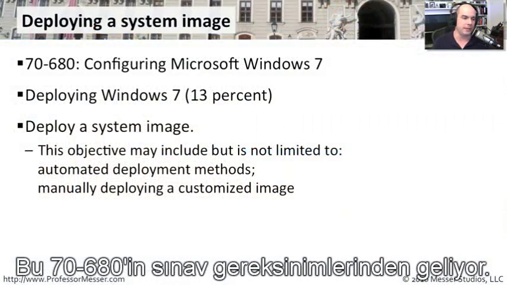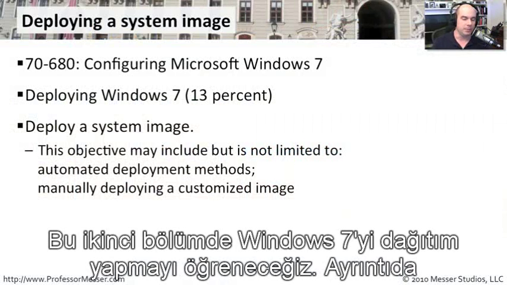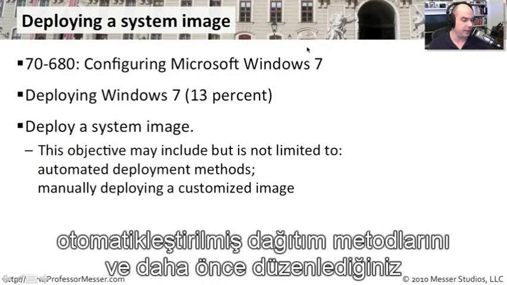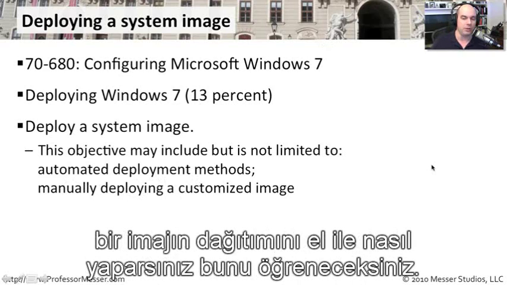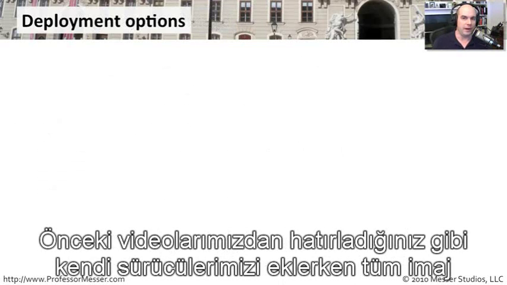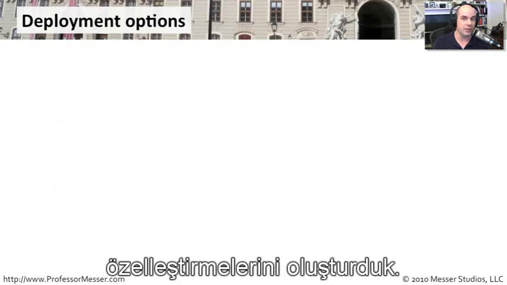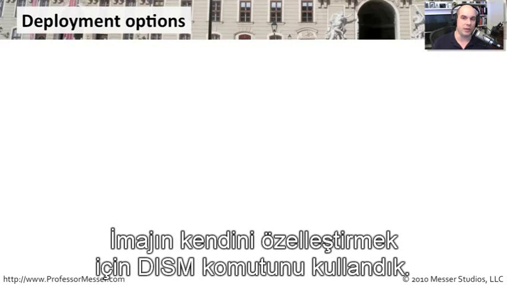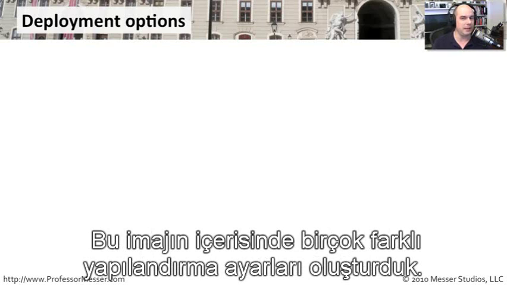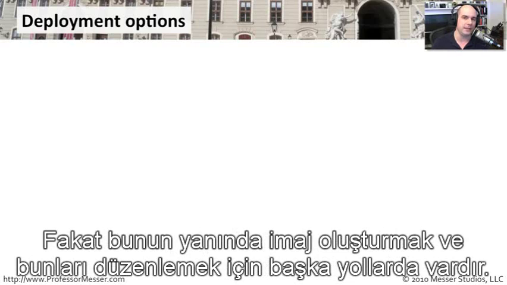This comes from our requirements of the 7680 exam in that second section where we needed to deploy Windows 7. And the option here is we need to understand the automated deployment methods and how you might manually also deploy an image that you've already customized. As you recall from one of our previous videos, we created an entire image and customized it. We added our own drivers. We used the DISM command to customize the image itself. We created a lot of different configuration settings inside of that image, but there are a number of other ways that you could create an image and then customize it as well.